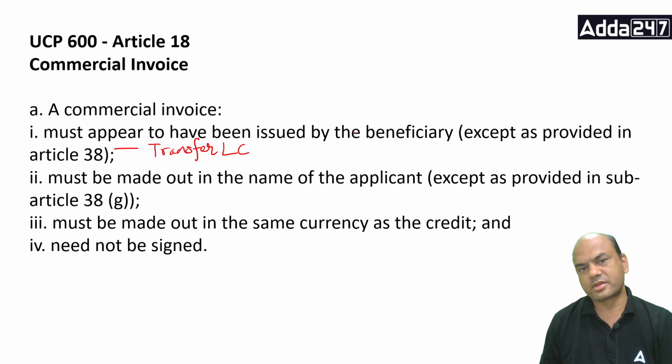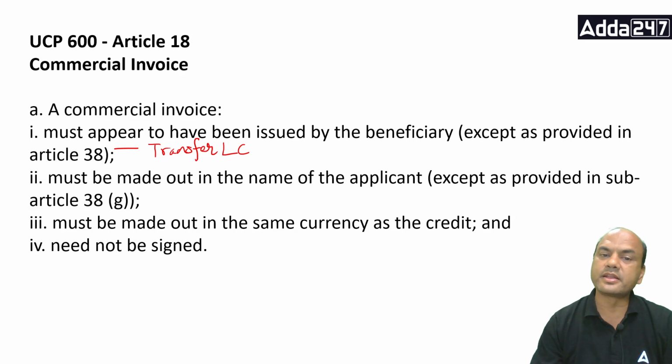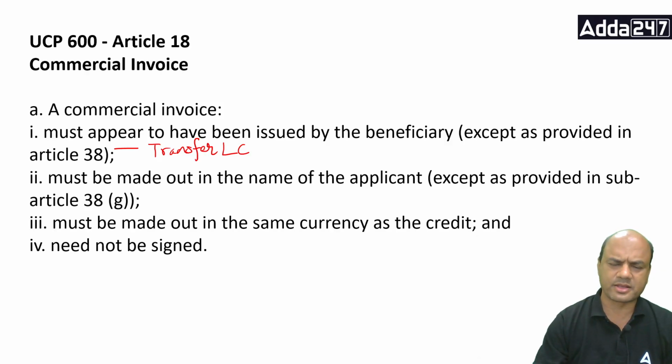Now, if the LC states that the invoice needs to be issued by the consulate, then in that case it is required to be issued by the consulate. See, the LC is always supreme. If the LC says something, you have to do it. Generally, if it does not state otherwise, and the required documents say commercial invoice, it means it must be issued by the beneficiary. If something is stated, then whatever is required, you should do it.